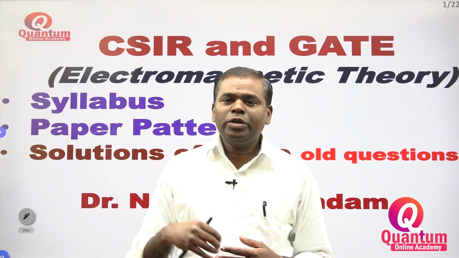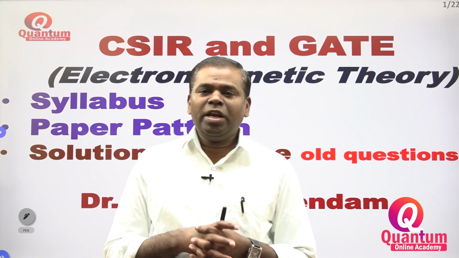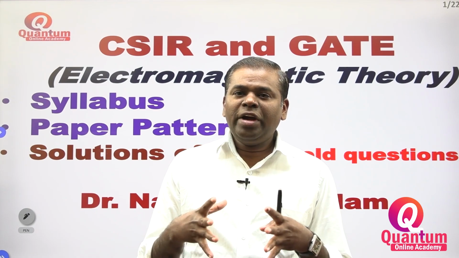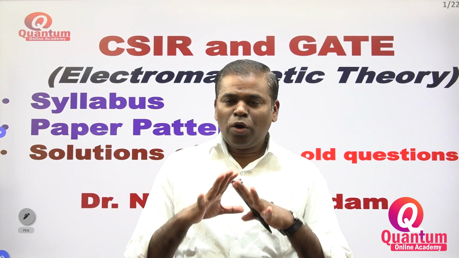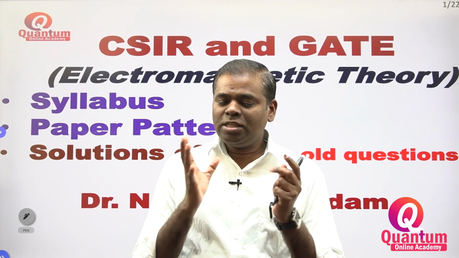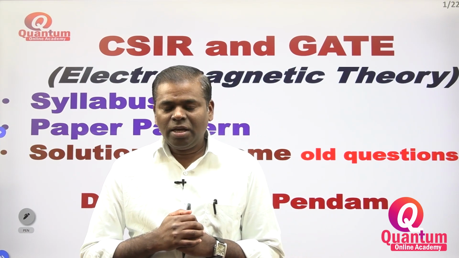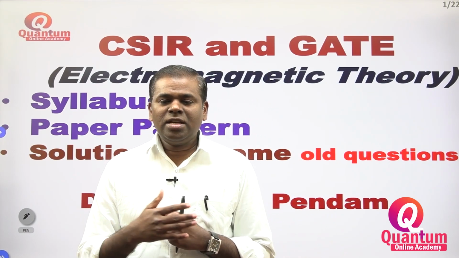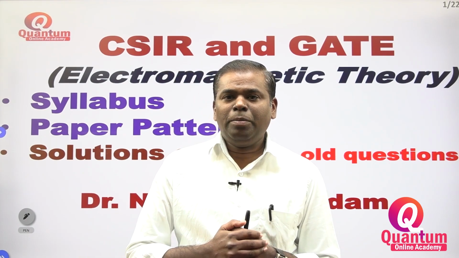Next, we have to discuss electromagnetic theory. This paper is very important. Its weightage in CSIR is 45 marks. Around 40, above 40 marks you will get in CSIR. This is a very important paper, electromagnetic theory, right? Not only in the CSIR examination, in GATE also this paper is very important.